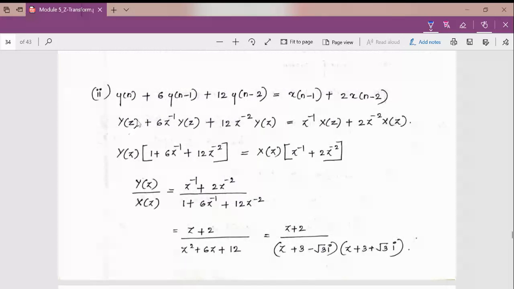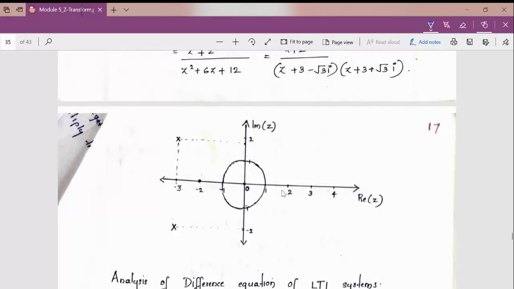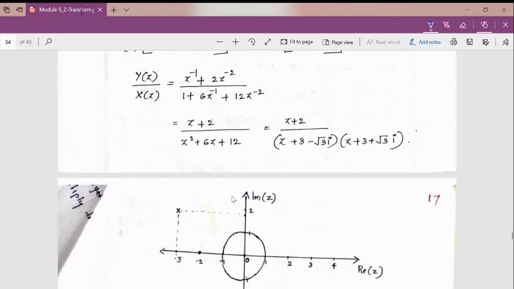So another question is y of n plus 6 y of n minus 1 plus 12 y of n minus 2 is equal to x of n minus 1 plus 2 x of n minus 2. The next step is we take the Z transform on both sides, then rearrange it in the form of Y of z by X of z, then factorize that, then we mark the poles and zeros. Okay, so this is how we consider the Z transfer function.